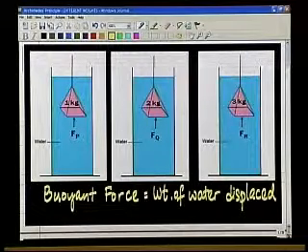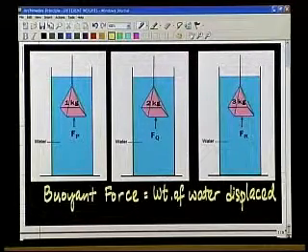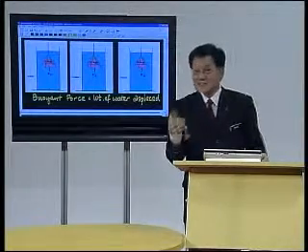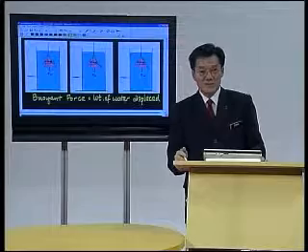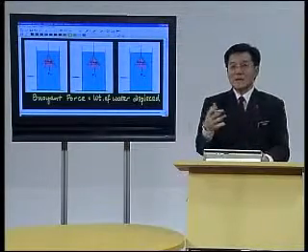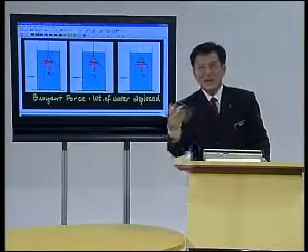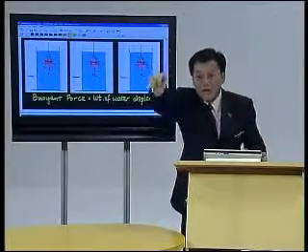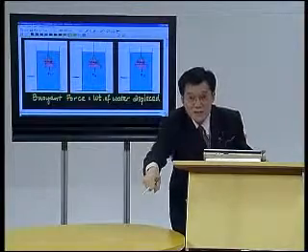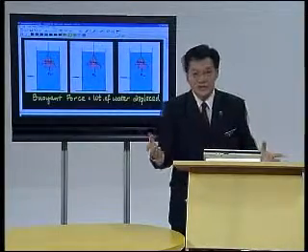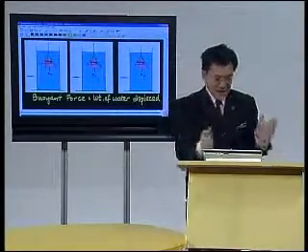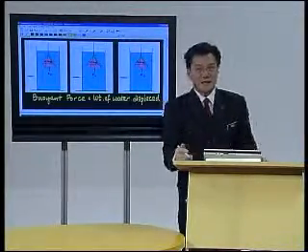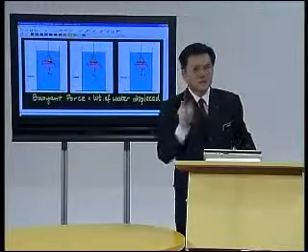Does Mr. Archimedes say that the buoyant force depends on the shape of the object? He doesn't say anything about the shape either. Does he say that the buoyant force depends on how deep the object is immersed in the water? No such thing either. All he says is the buoyant force is equal to the weight of the fluid displaced. So just remember this one simple concept.